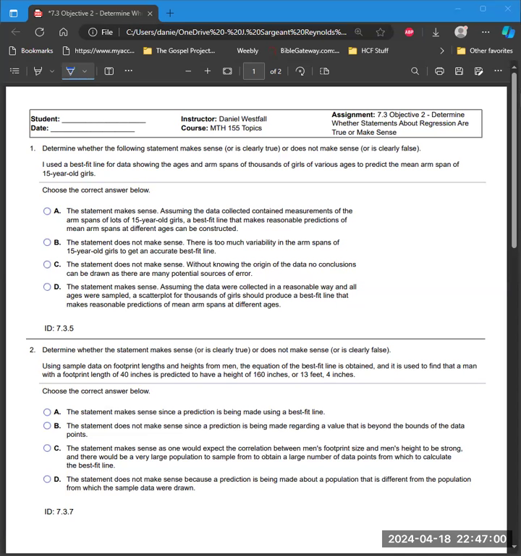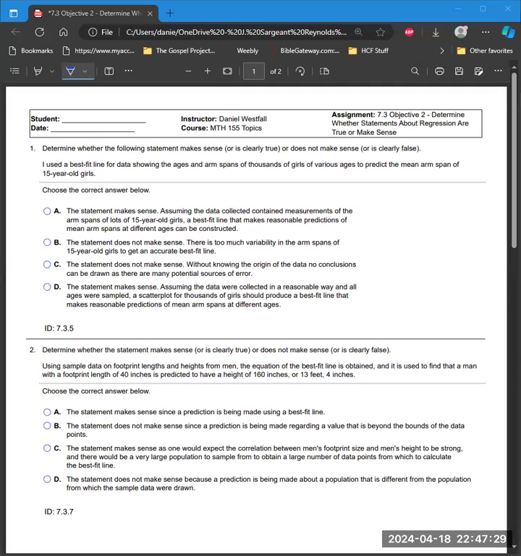In this video, we're going to talk about 7.3 Objective 2, where we determine whether statements about regression are true or make sense. So determine whether the following statement makes sense or is clearly true, or does not make sense or is clearly false. I used a best fit line for data showing the ages and arm spans of thousands of girls of various ages to predict the mean arm span of 15-year-old girls.